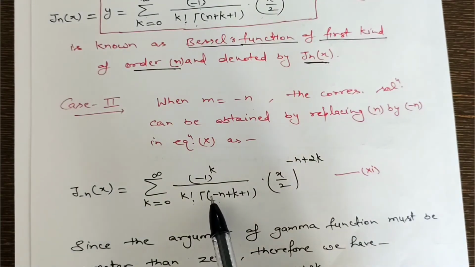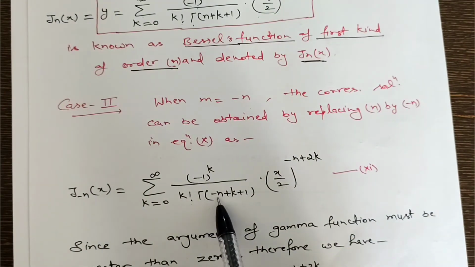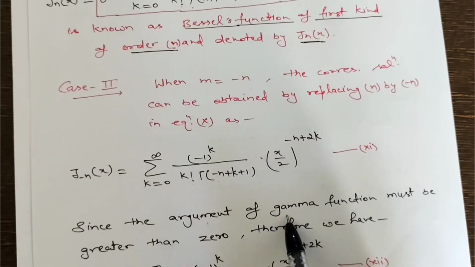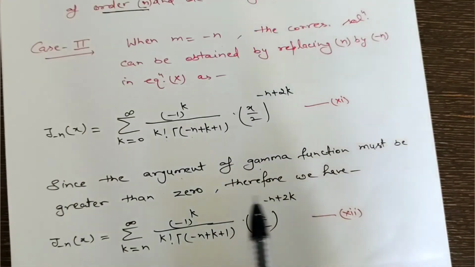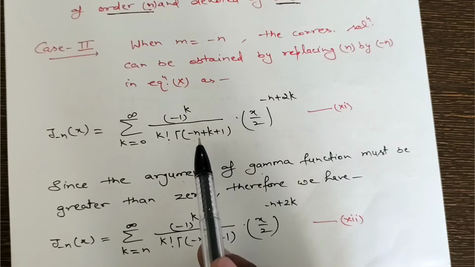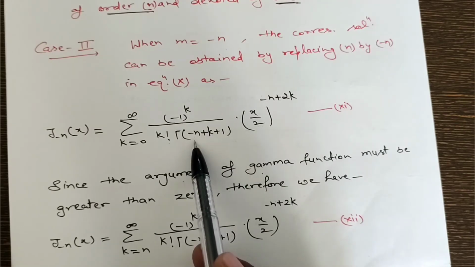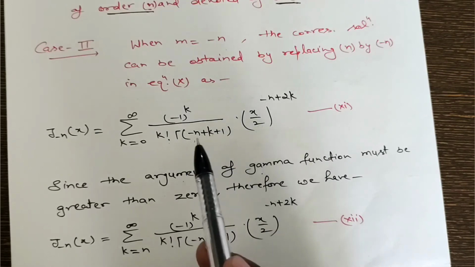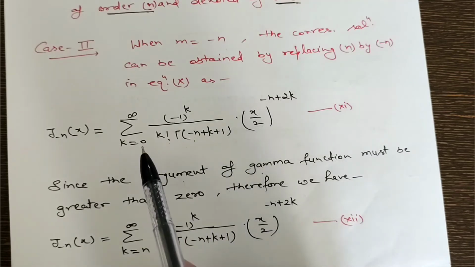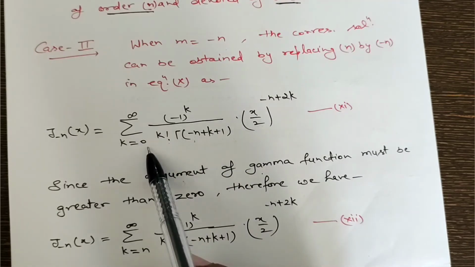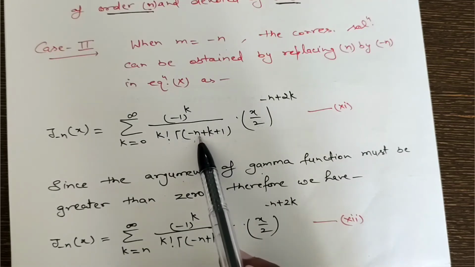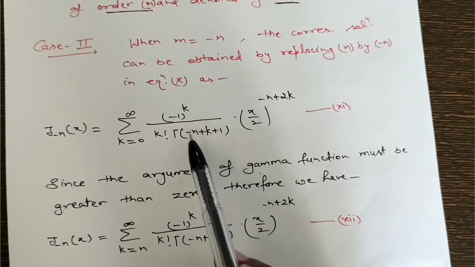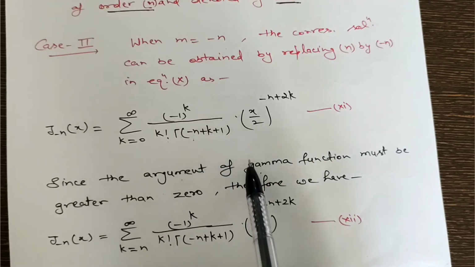So look at this denominator. It contains a gamma function, and that is gamma of minus n plus k plus 1. And we know that the argument of the gamma function must be greater than 0, because the factorial is not defined for negative values. This gamma function can be written in terms of factorial: gamma of minus n plus k plus 1 equals minus n plus k factorial. The summation starts from 0 to infinity, so whenever the value of k is less than n, there will be a negative factorial, or the argument of the factorial, or in terms of gamma function, will be negative.